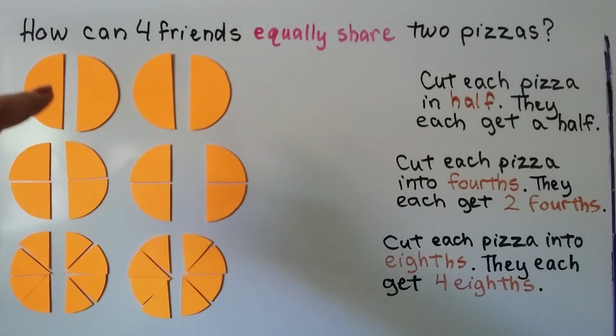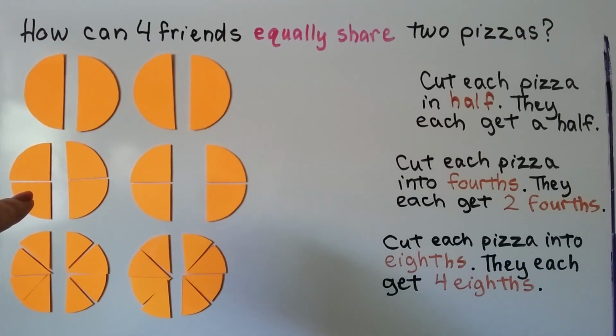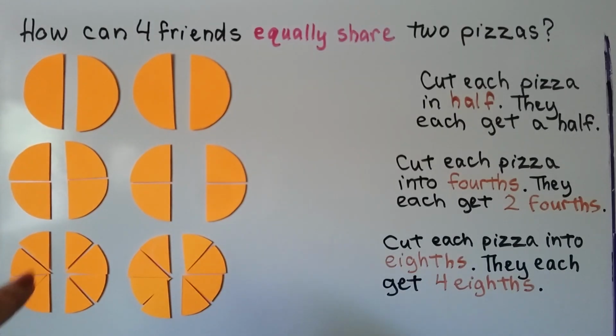And do you notice that this half pizza is the same amount of pizza as 2 fourths, and the half and the 2 fourths is the same amount of pizza as 4 eighths.